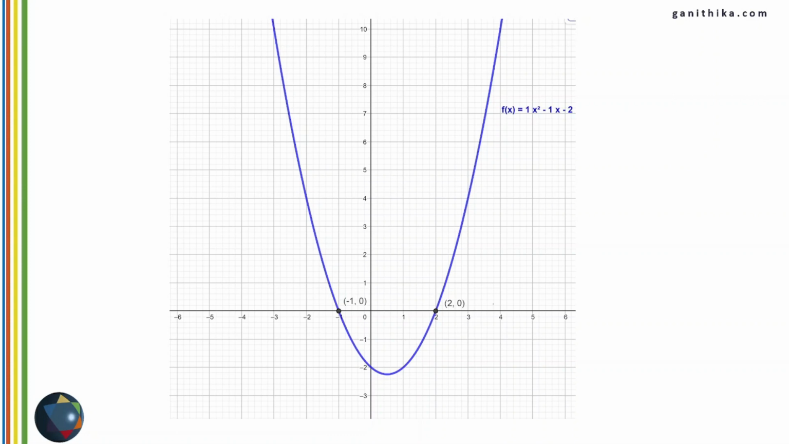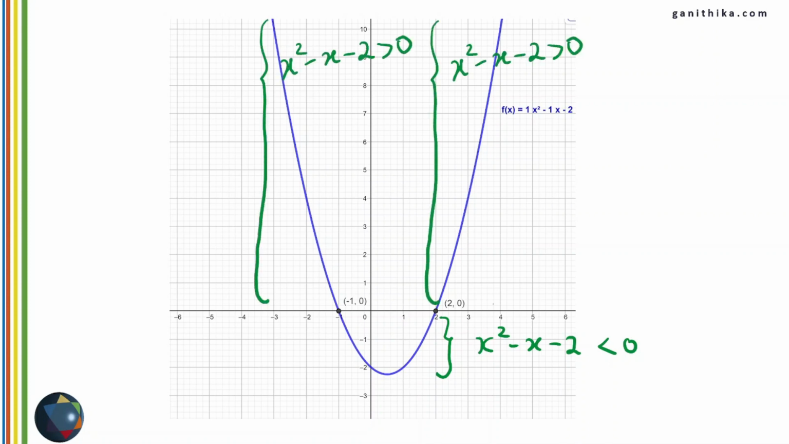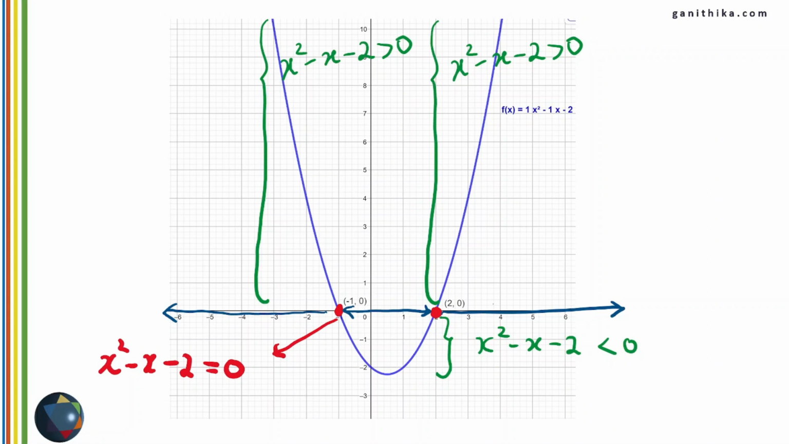Once you mark the roots on the x-axis, you can consider that this part of the graph has negative y values, which means x square minus x minus 2 is less than 0, and there are two parts of the graph which give you positive y values, and these 2 points give you the solutions for x square minus x minus 2 equal to 0. Now we have the 3 parts that we did on the number line before. So the extreme 2 parts give you positive y values and the middle part gives you negative y values.